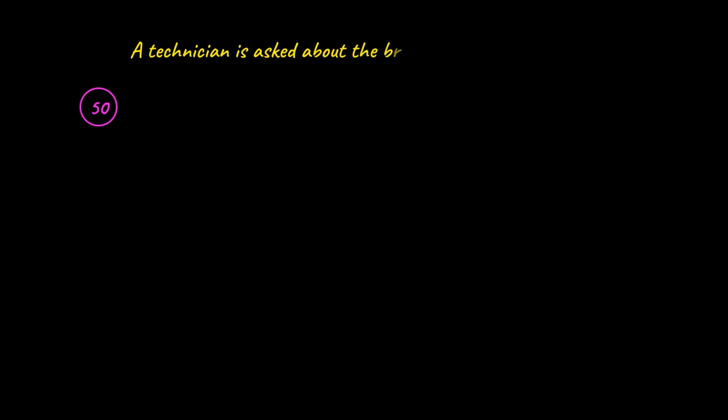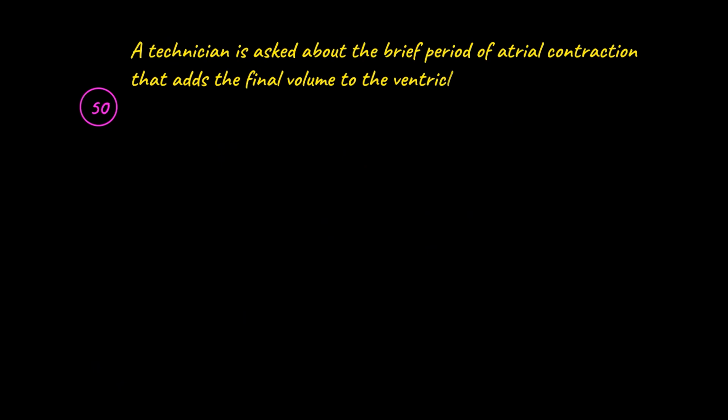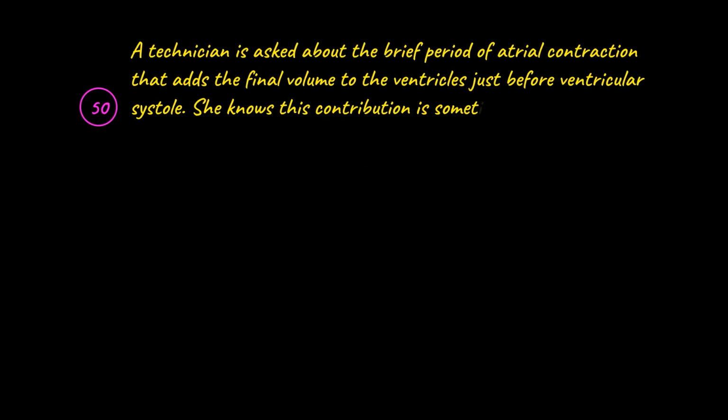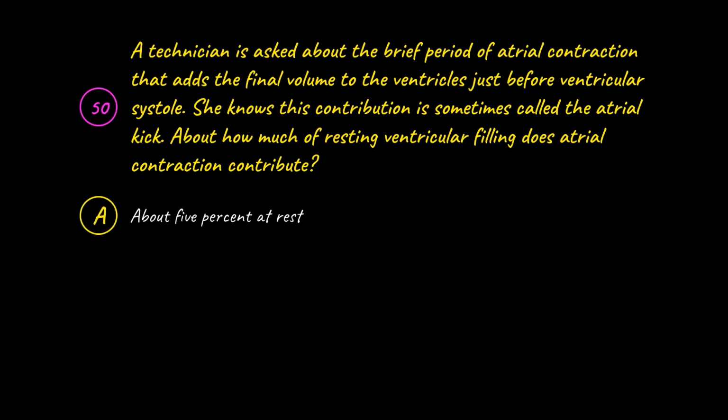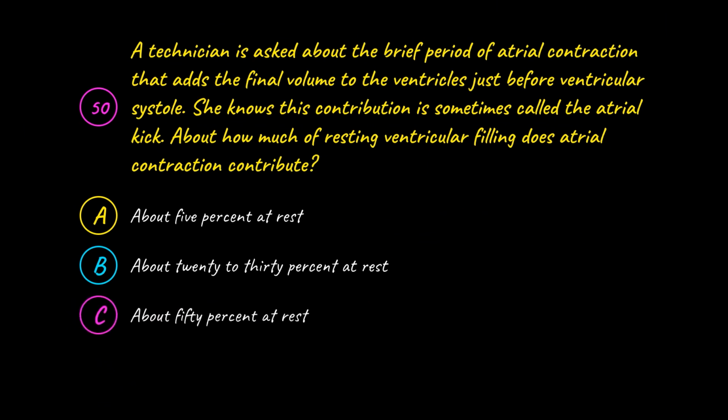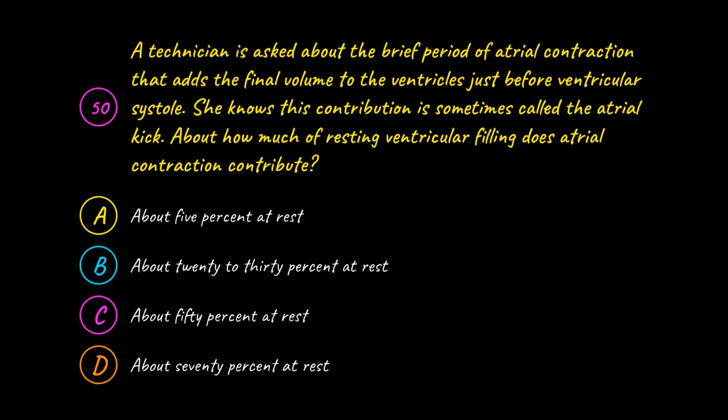Question 50. A technician is asked about the brief period of atrial contraction that adds the final volume to the ventricles just before ventricular systole. She knows this contribution is sometimes called the atrial kick. About how much of resting ventricular filling does atrial contraction contribute? Your options are A. About 5% at rest, B. About 20 to 30% at rest, C. About 50% at rest, D. About 70% at rest. Take a second. Which answer would you pick?